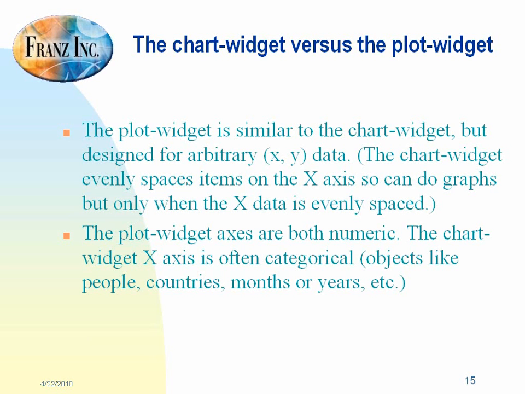But generally, when you have purely numeric traditional x-axis data, the plot widget is the better choice because it gives you more control. And if you get new data which doesn't happen to be evenly spaced, it will be handled correctly by the plot widget, and the chart widget just won't handle it correctly. In the chart widget, the x-axis data is more typically categorical than numeric. So you could have objects like people or countries or months and years, which are quasi-numeric, etc. The plot widget basically has numeric on both axes.